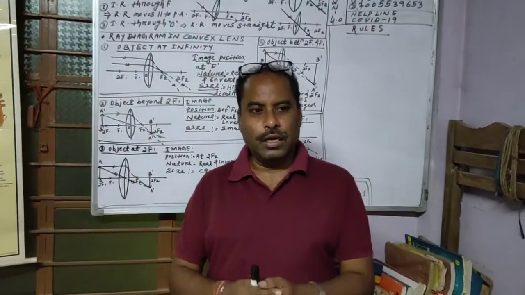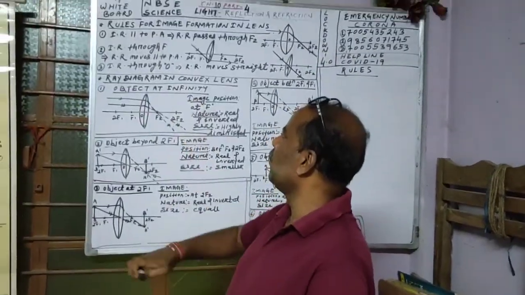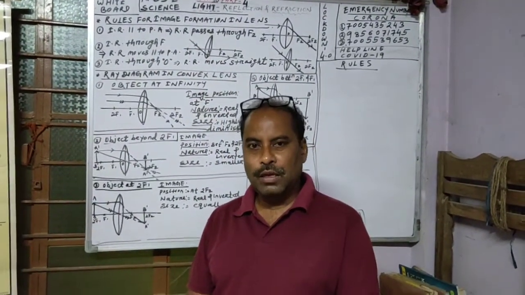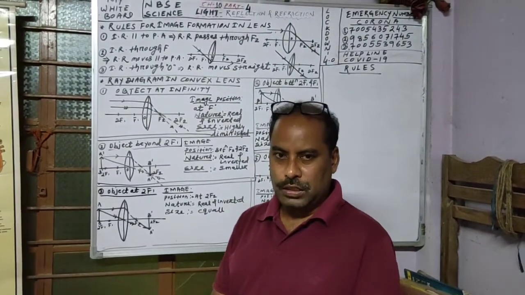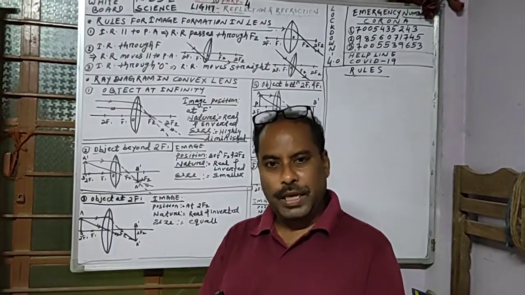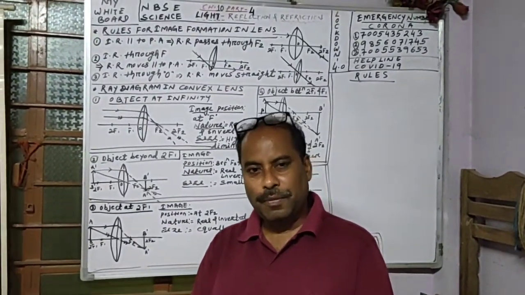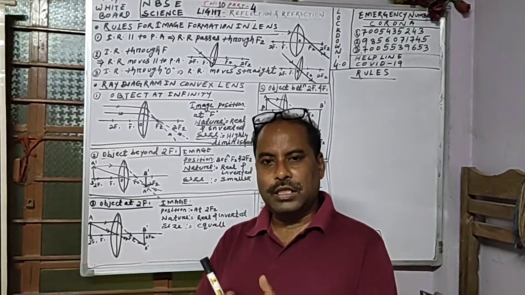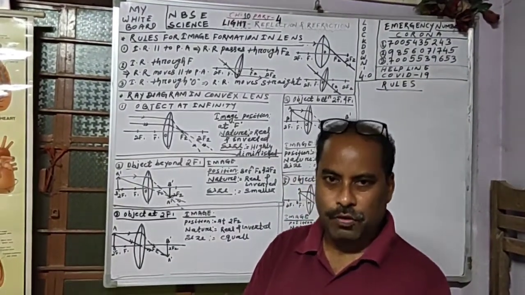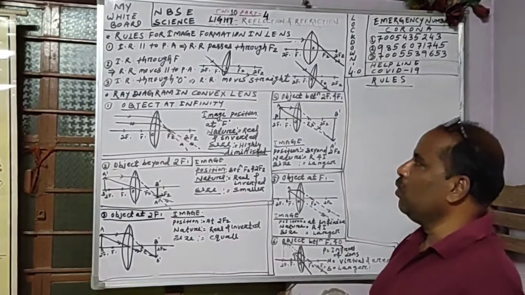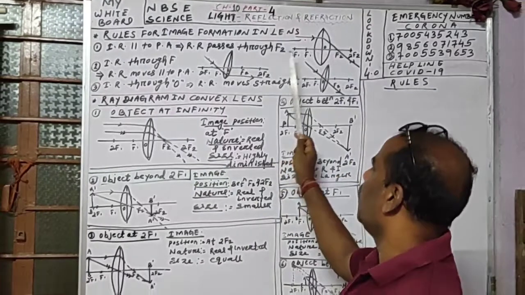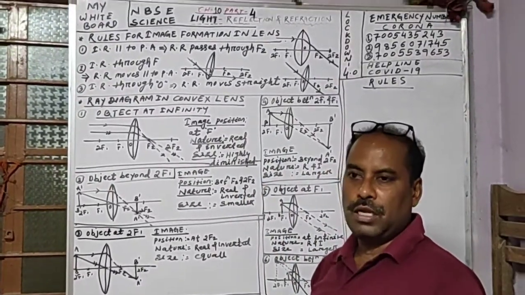So today, class will be on the topic of lens and image formation. We have to discuss the rules for the image formation in the convex lens. Then we have to go to the 6 ray diagram related to convex lens. Let us come with demo. First we have to know what rules there are for the image formation as ray diagram.